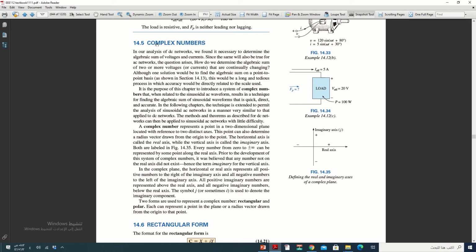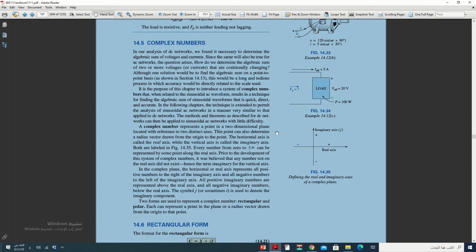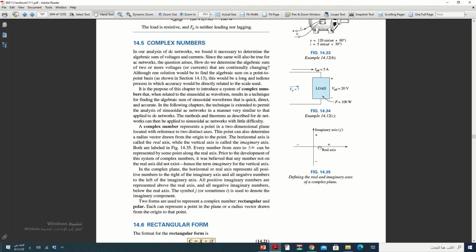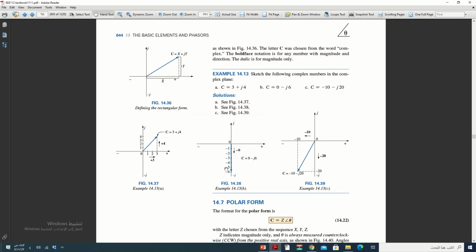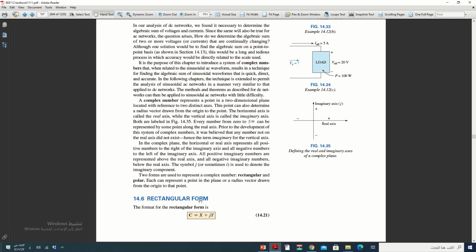What is complex number? If you have any number that has a real axis and imaginary axis, okay, this will be a complex number. A complex number represents a point in a two-dimensional plane located with a reference of two distinct axes. Okay, this complex number we can write in the form of rectangular form.